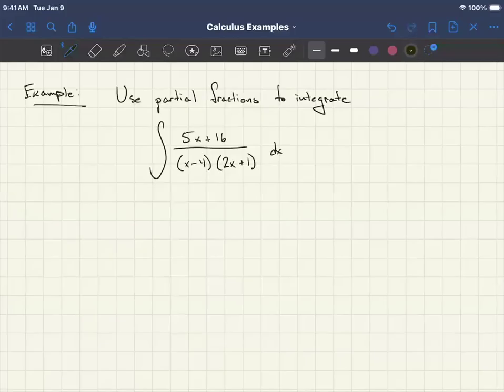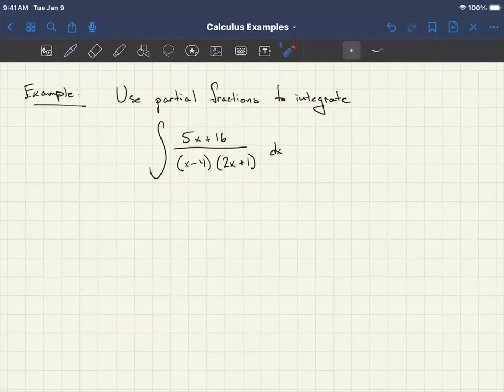I'm Dr. Finch. Today we're going to look at partial fractions in integration. So we have an integral here where we have (5x + 16) over (x - 4)(2x + 1). And they were nice enough to take our denominator and split it apart for us. So that is going to be one step we don't have to do in this problem.